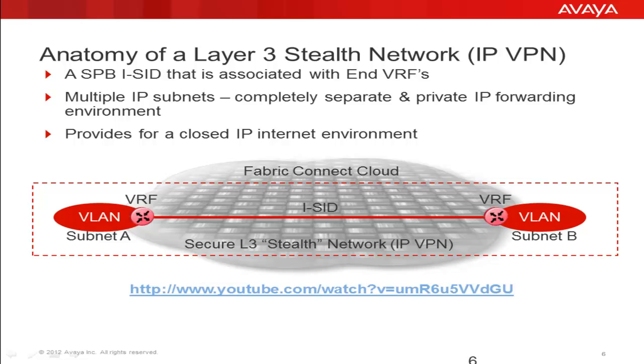Before we go into the details of the testbed, let's take a moment and talk about the anatomy of these circuit-based services. The anatomy of a Layer 3 stealth network is actually very simple. It's nothing more than an ISID, which is short for Individual Service ID, basically a shortest path bridging circuit, that is associated with VRFs. The VLANs attached to the VRFs are given IP addresses. However, none of the IP subnets are reachable outside of the IPVPN environment. As a result, a standalone Layer 3 IP internet is created where nothing can enter or exit. It is in essence invisible to the outside world.